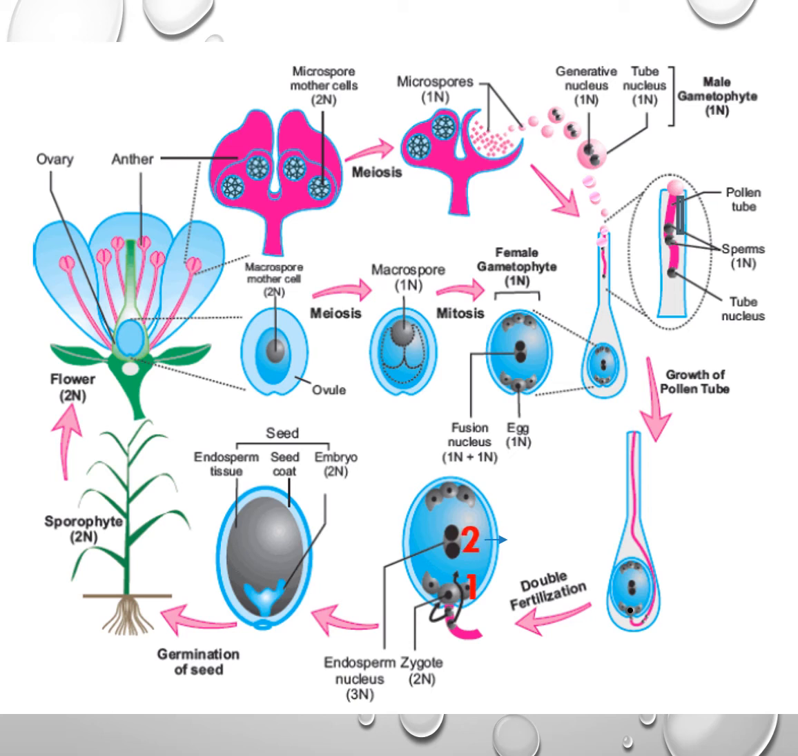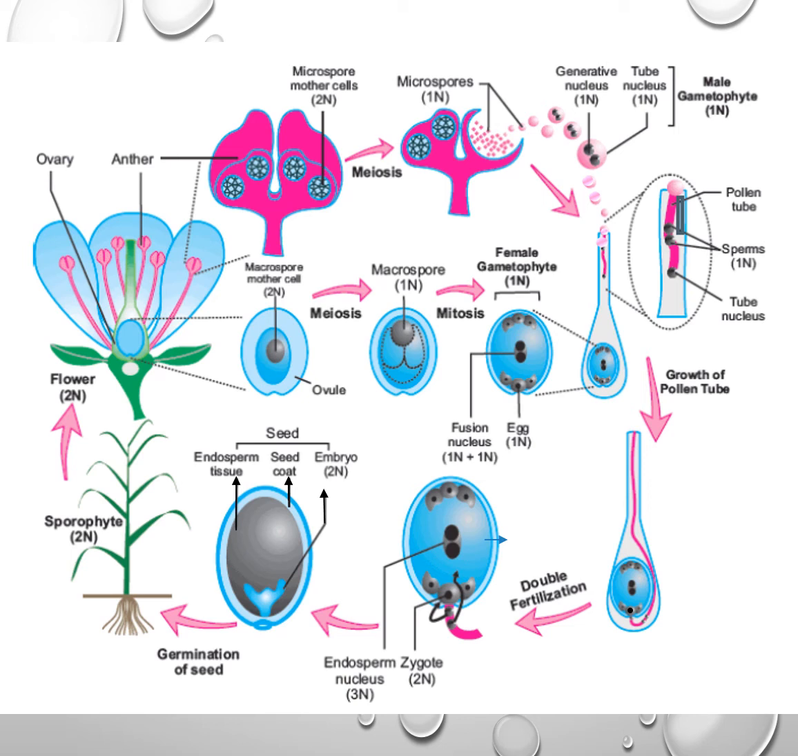This is number 1 position where zygote is formed and the number 2 position where endosperm nucleus is formed. When they grow up, the zygote will form embryo, the outer coat will form seed coat, and this black is the endosperm tissue. Endosperm tissue is the one which is developed from the endosperm nucleus and is triploid, which is 3N. Embryo is diploid, that is 2N, and the seed coat is the integument which will protect the embryo. Endosperm, however, will provide the nourishment to the embryo.